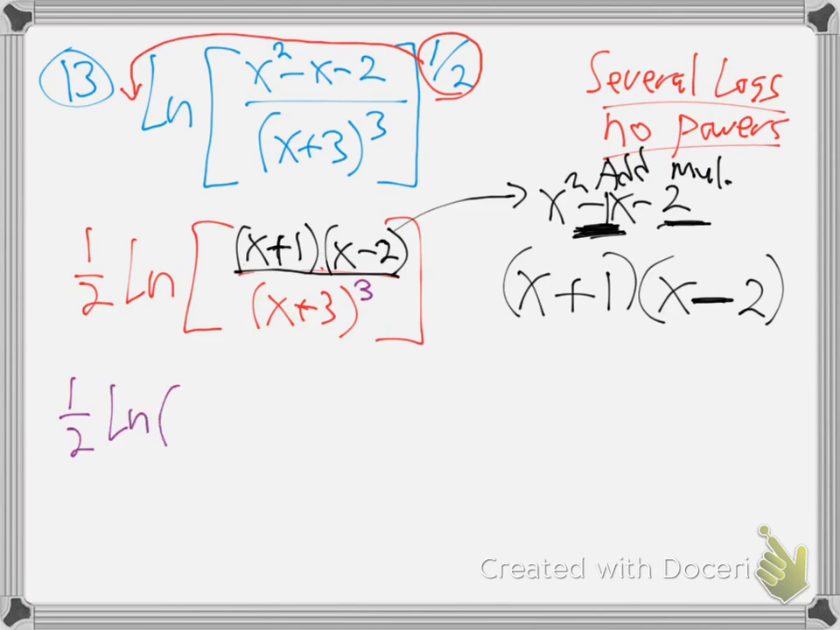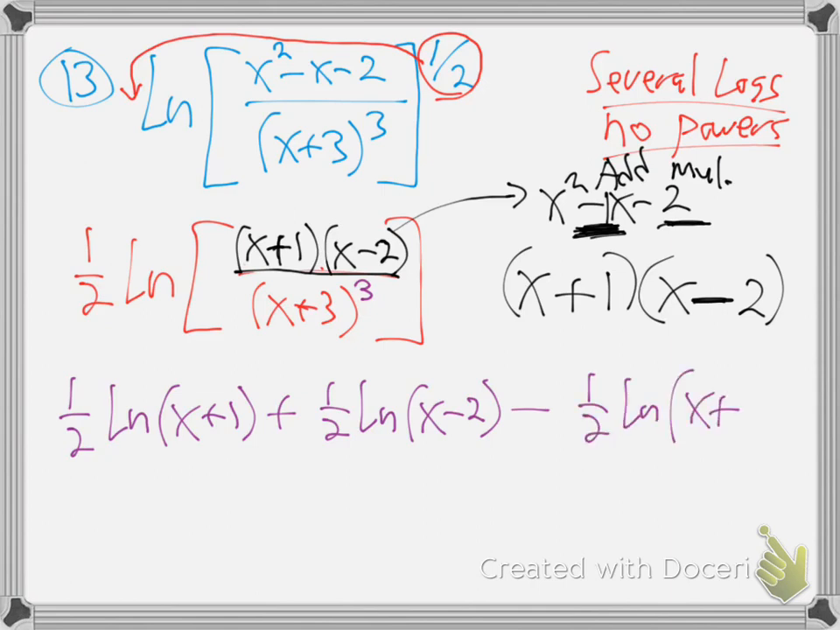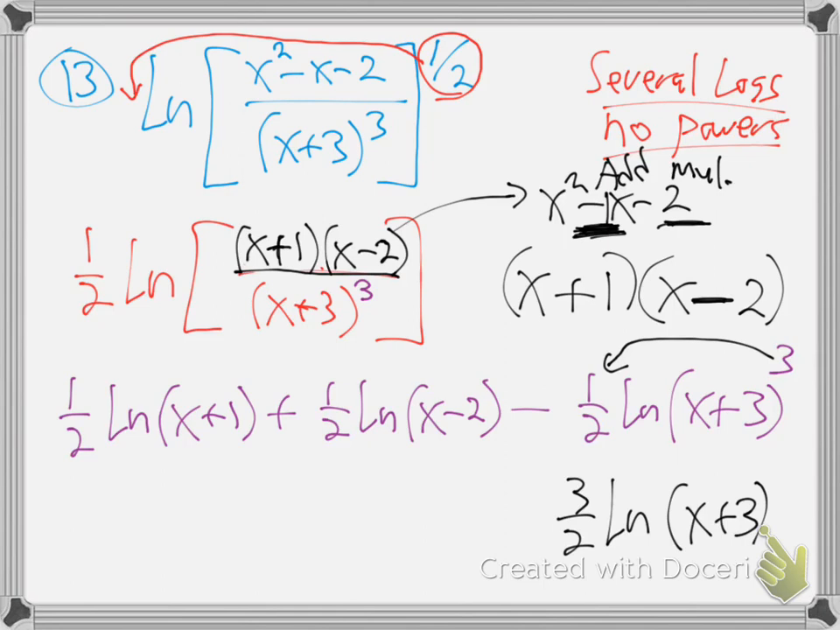1/2 ln x plus 1 plus 1/2 ln x minus 2 minus, I'll keep it a half for a minute, 1/2 ln x plus 3 cubed. And then what does that 3 power do? It just comes right there, and so you get 3 halves ln of x plus 3. And the rest are the same. Is that okay?